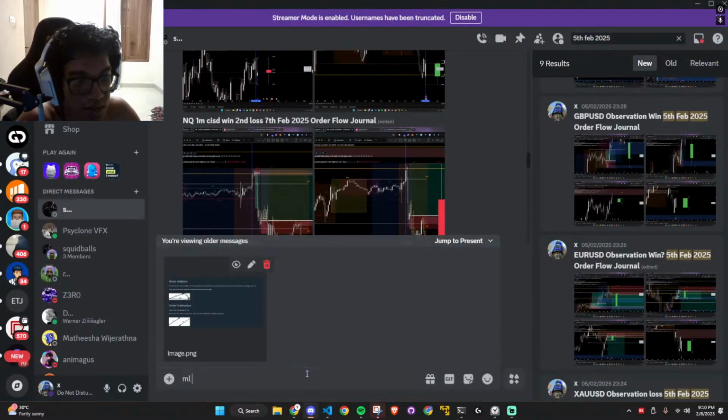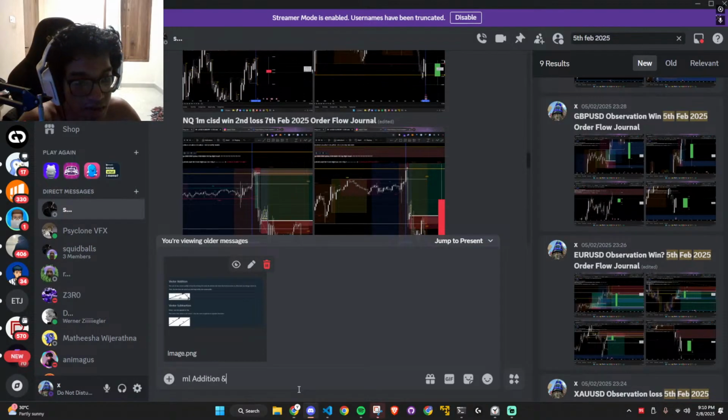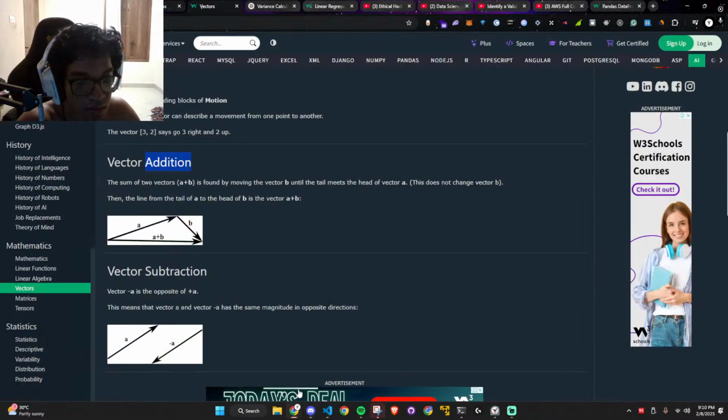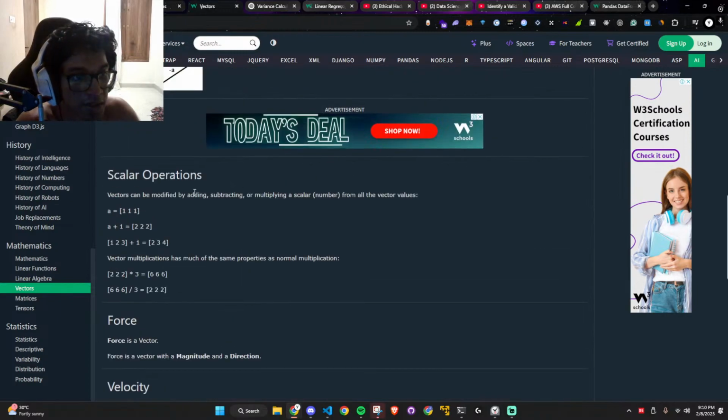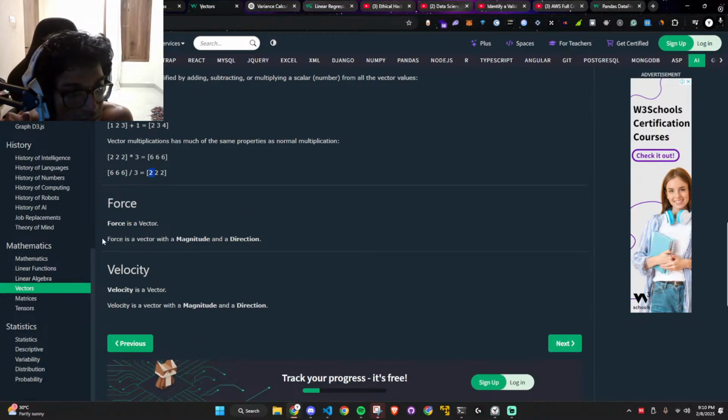Grab this down. And let me just copy this. Scalar population. Okay, so obviously if I add 1 onto this, I can just add like this. I can't speak, bro, my voice is gone. Divide this by 3. Poses a vector with a magnitude and direction.